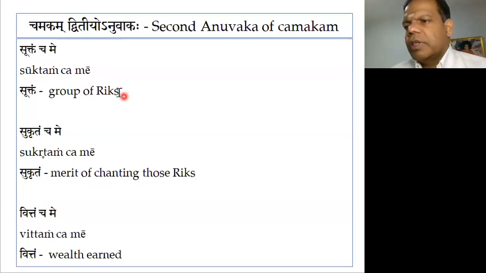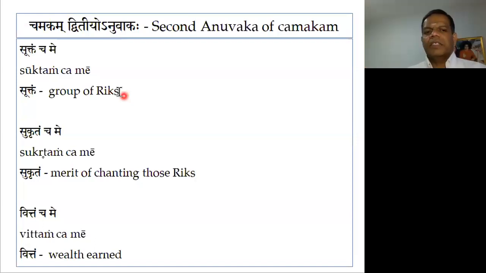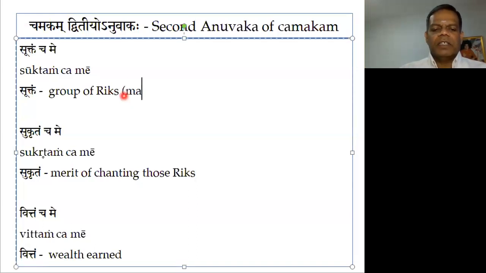Even in the first Anuvaka of Rudram, we came across some mantras which are all Rik mantras, like Om Namo Bhagavate Rudraya, Om Namaste Rudramanyavate. They are called Riks. They are poems which are mantras. That is how the word Rigveda comes. Rigveda contains all Rik mantras. The Yajurveda also contains riks. Riks are basically mantras.